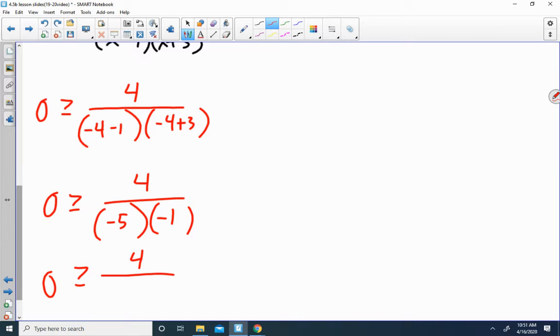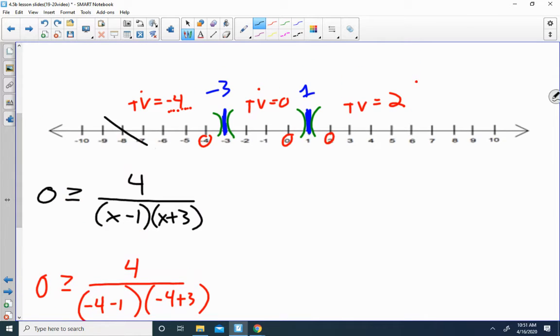And then on the bottom, you have to do negative 5 times negative 1, not add or subtract, times negative 1, which will give you 5. So 0 greater than 4/5. 0 can't be bigger than a positive number, so that's a false statement. So the first interval is a flop.